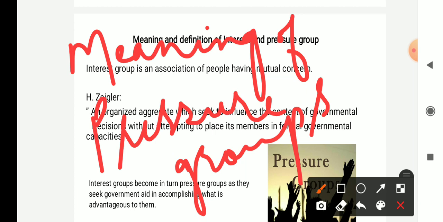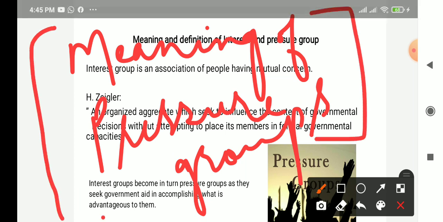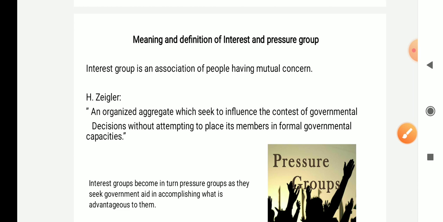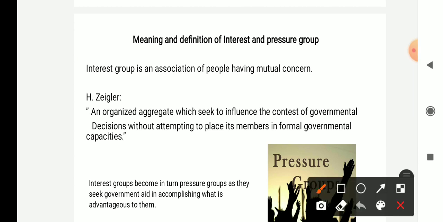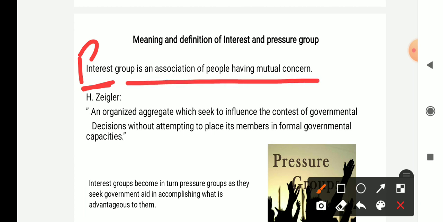Whenever people organize themselves into a group to protect their mutual interest, and that group exerts pressure on the government, it is known as a pressure group. So basically, interest group and pressure group, there is a little difference. So here first we would talk about pressure groups and the definition given by H. Ziegler.